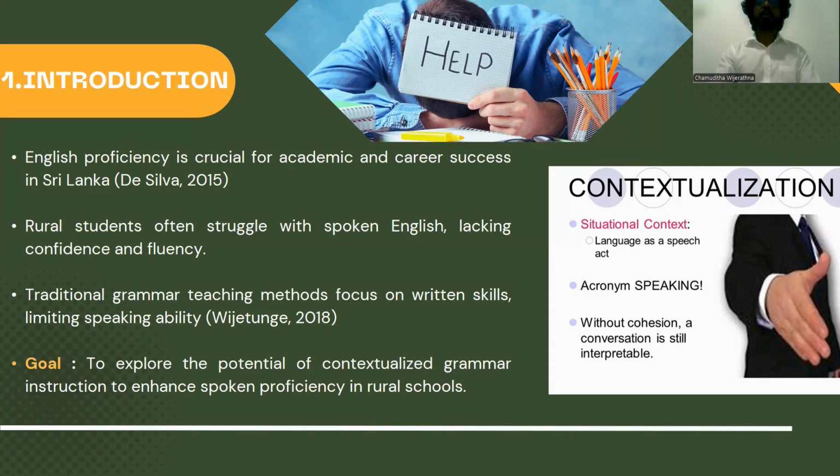So they lack confidence and fluency, largely due to the focus of traditional grammar instruction, which prioritizes written skills over speaking ability most of the time. So Wijerathna 2018 critiques these methods as outdated and passive at the same time, failing to meet the needs of modern learners. Right? So my study proposes an alternative: contextualized grammar instruction.